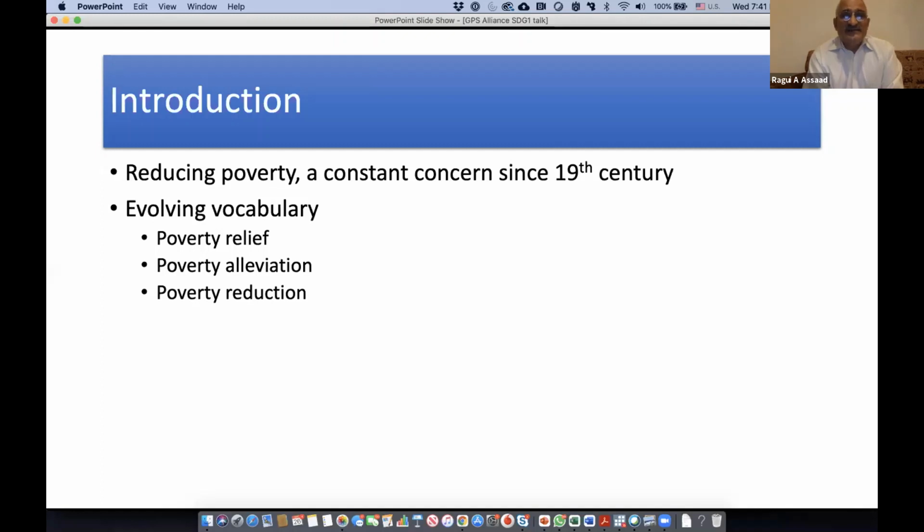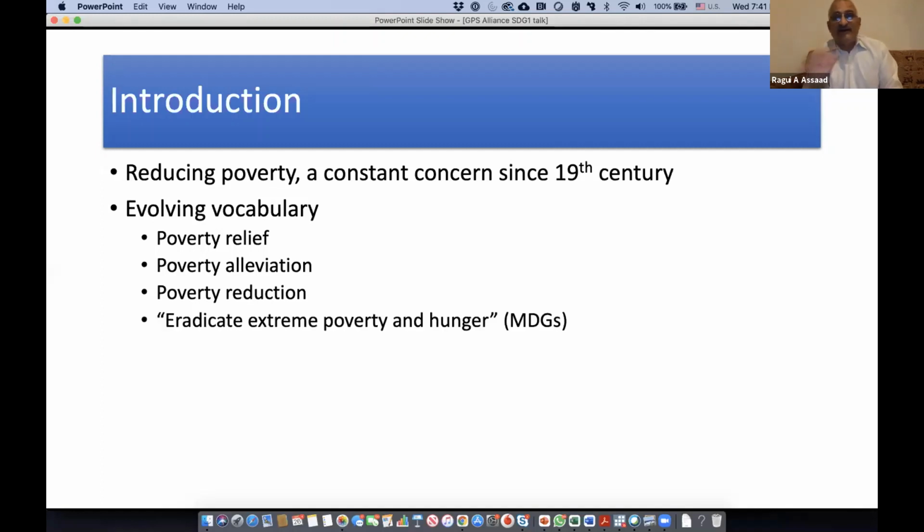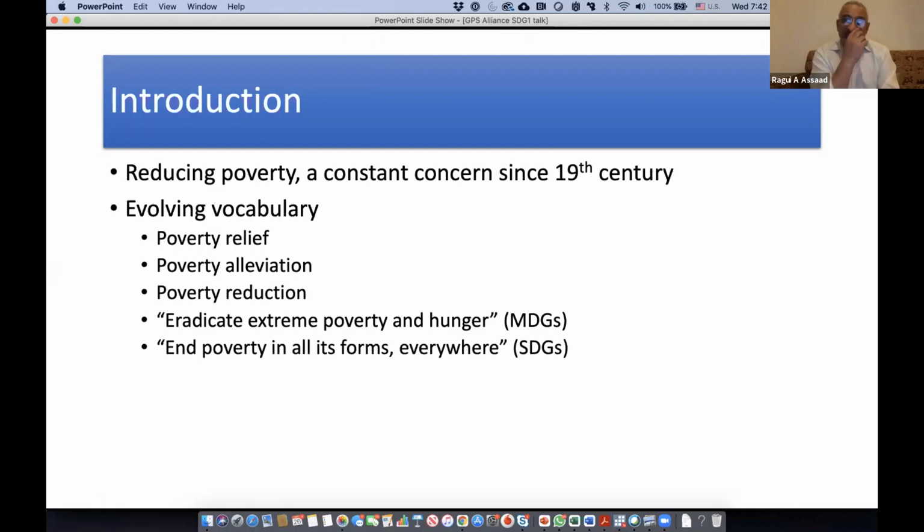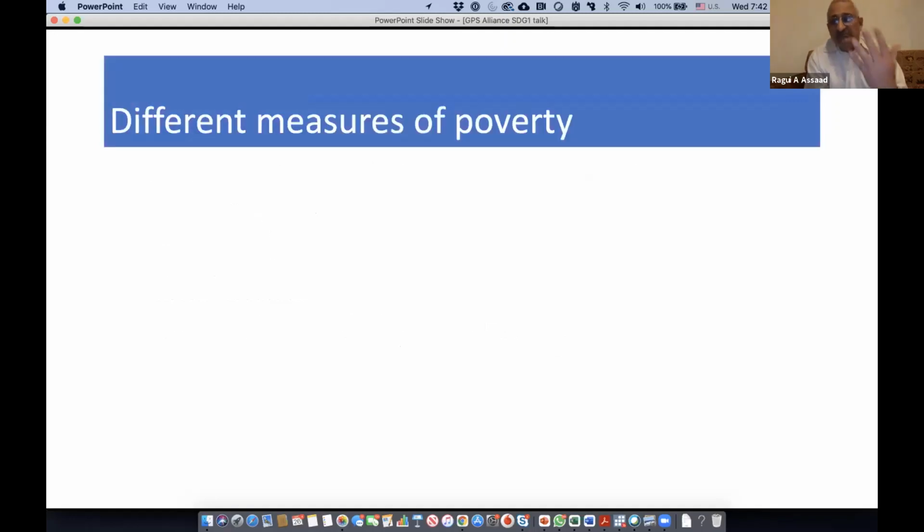And then you can see a bit of a change in the MDGs, the Millennium Development Goals, where we're talking about eradicating extreme poverty and hunger, which was Goal 1 under the Millennium Development Goals. And then finally, the Sustainable Development Goals, where we have end poverty in all its forms everywhere. So a much more ambitious agenda than what came before it. So how well are we doing on this agenda? And I'm going to show you some measures of poverty.